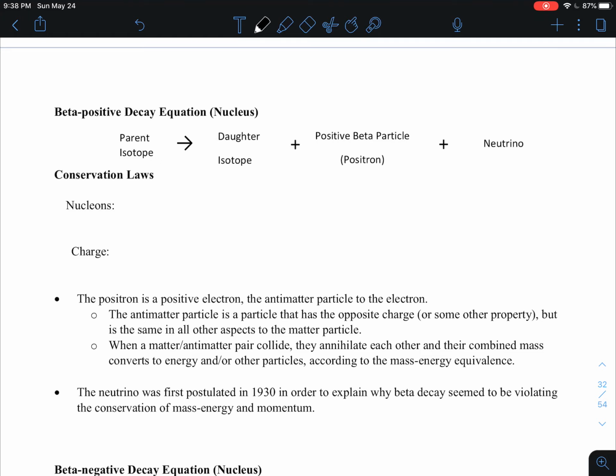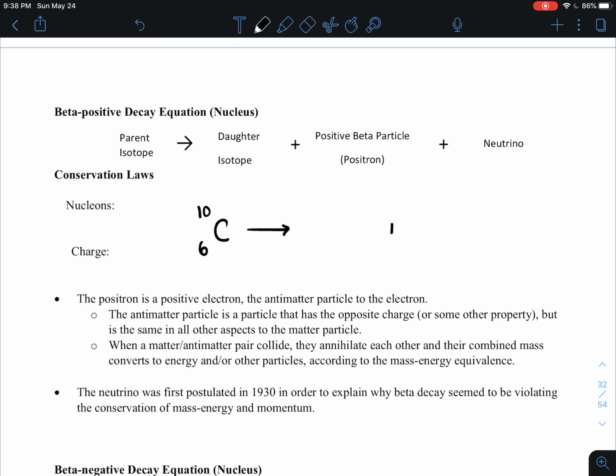All right, so beta positive, let's go ahead and take a look at an example for this. Let's do something simple like a carbon. Let's go from carbon 10. So if carbon 10 is my parent isotope, I'm going to say carbon. And because it's 10, and we know carbon is element number 6. And in this case here, it will produce a daughter isotope when it releases the beta particle and a neutrino.